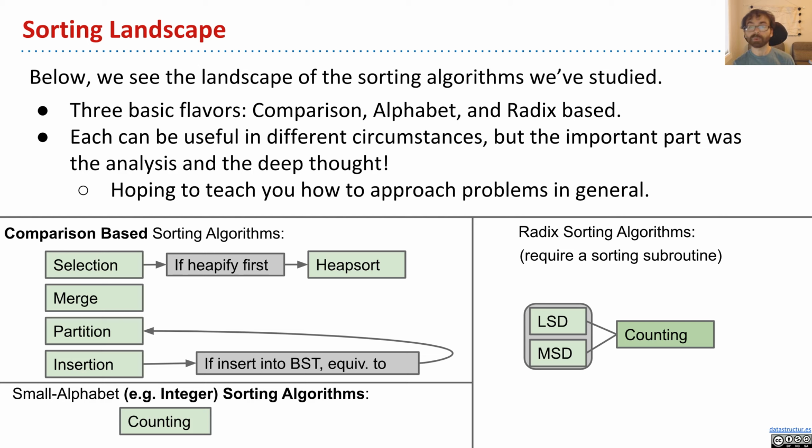Now, the point here was not to give you all these sorts so that, oh, for this task, use selection sort. For this one, use radix sort. I mean, that's a neat side effect that might be useful to you. But really, the reason I taught you all this stuff is because I want to teach you how to approach problems in general. And this gives you a huge variety of different approaches to the same simple problem. And I hope you found it useful.